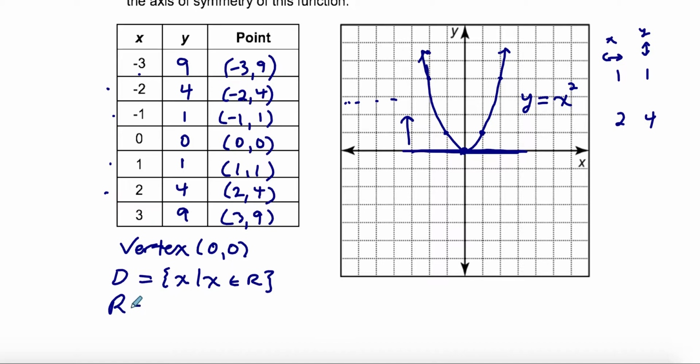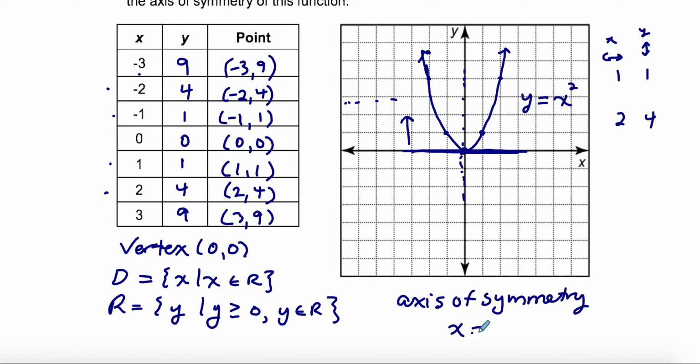So our range, we'd say the set of y, such that y is anything greater than or equal to 0, and y is an element of all real numbers. We also can talk about an axis of symmetry. Remember that an axis of symmetry is kind of like the fold line down the center. The axis of symmetry for this parabola is x equals 0. The equation for our axis of symmetry is x equals 0.